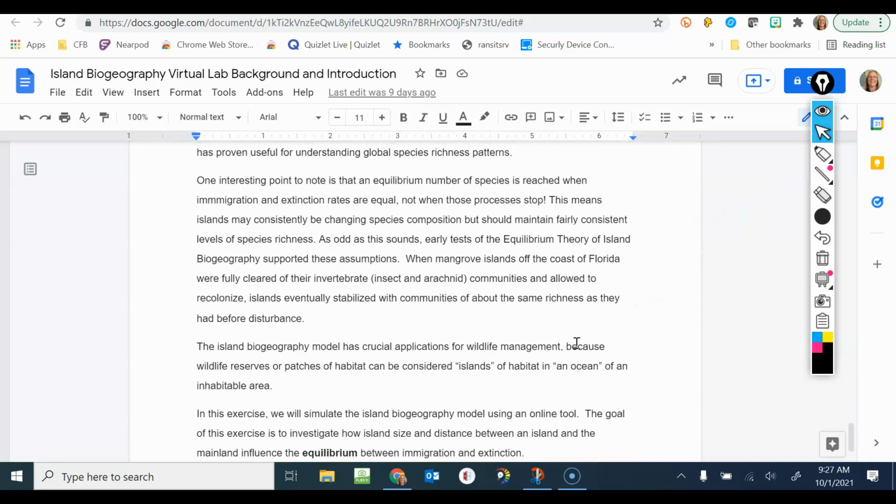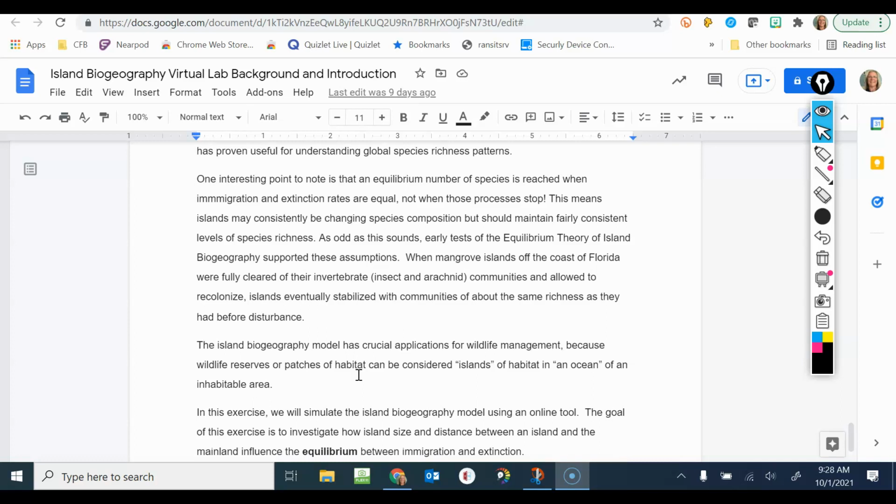Let's go ahead and take a look. Okay, so islands can be both a challenge and a great place to look at how species become successful and how they fall apart, and why an island ends up with a vast amount of species richness even if it's a very small island.